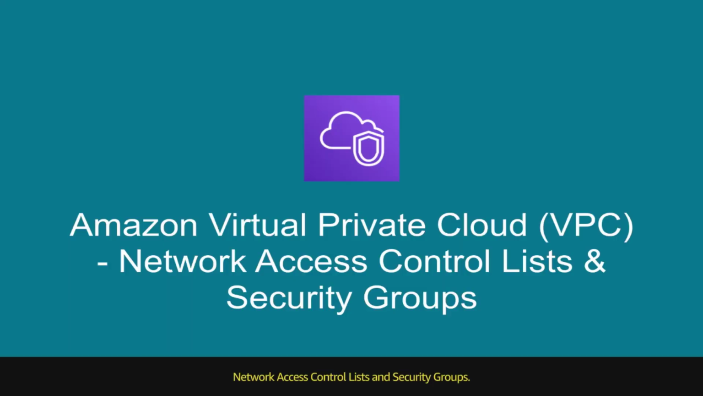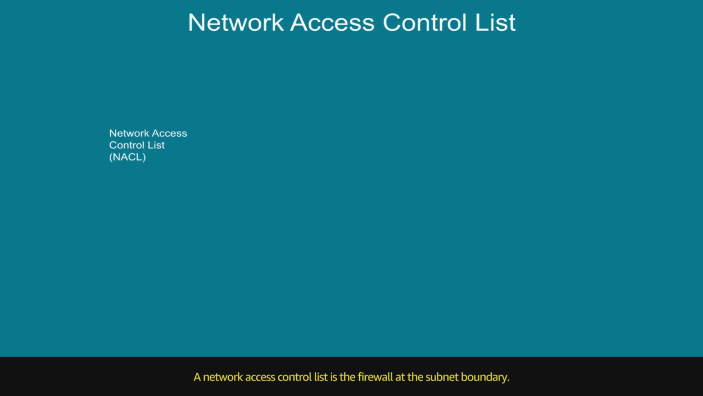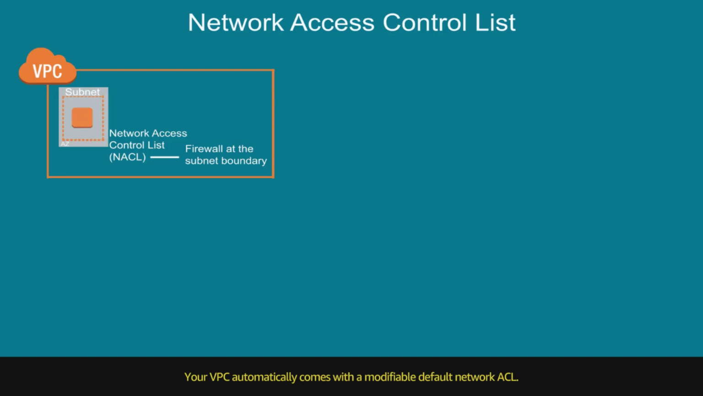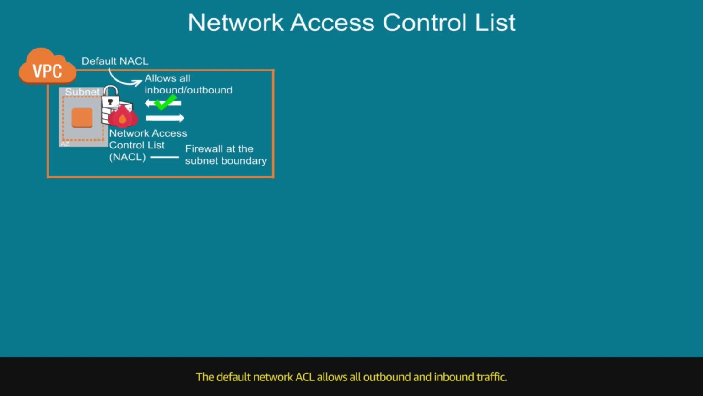Network access control lists and security groups. First, let's look at network access control list. A network access control list is the firewall of the subnet boundary. Your VPC automatically comes with a modifiable, default network ACL. The default network ACL allows all outbound and inbound traffic.